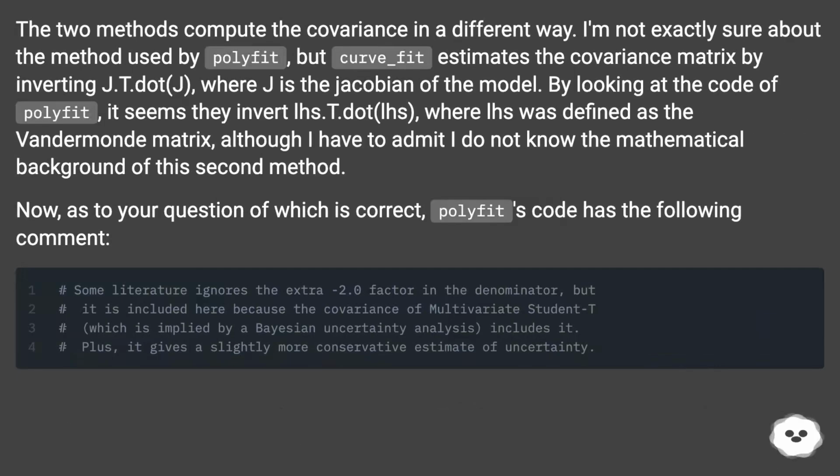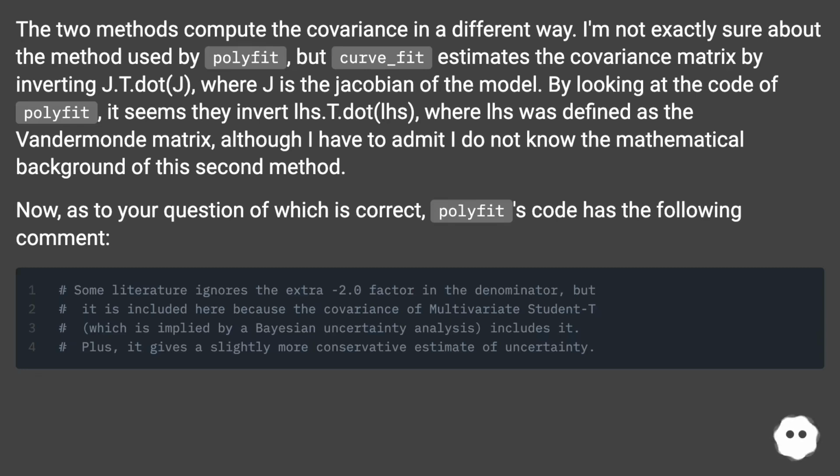The two methods compute the covariance in a different way. I'm not exactly sure about the method used by polyfit, but curve_fit estimates the covariance matrix by inverting J.T.J, where J is the Jacobian of the model. By looking at the code of polyfit, it seems they invert lhs.T.lhs, where lhs was defined as the Vandermonde matrix, although I have to admit I do not know the mathematical background of this second method.